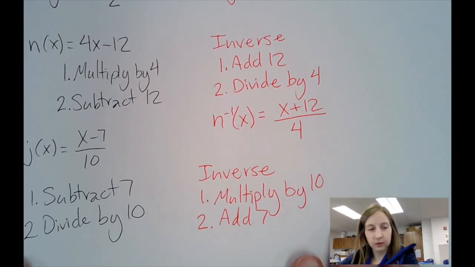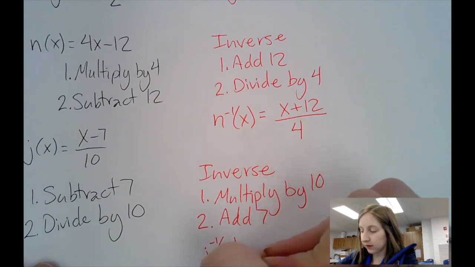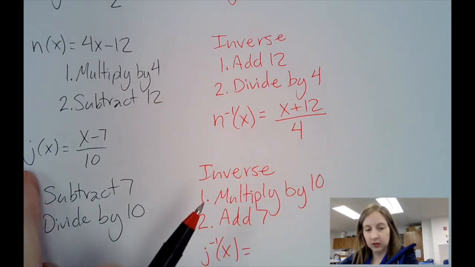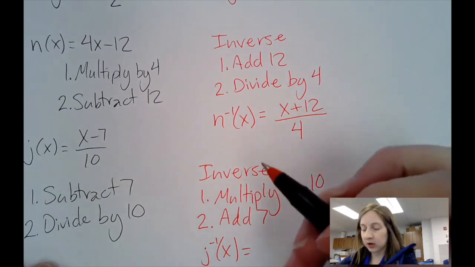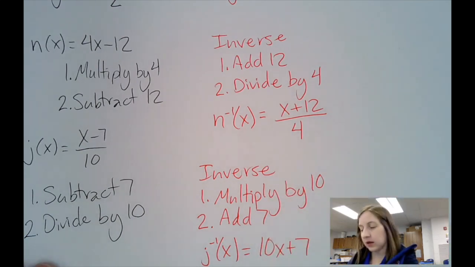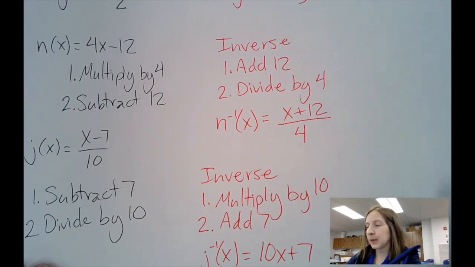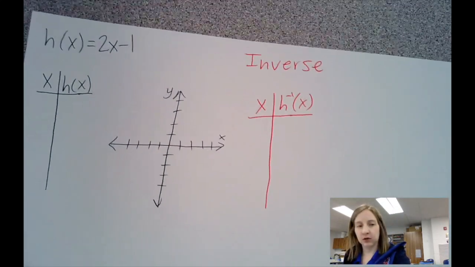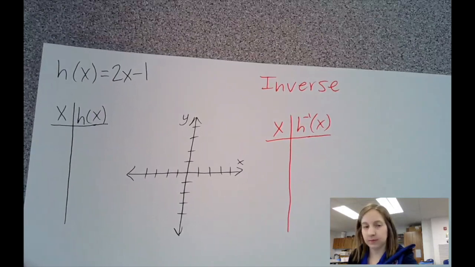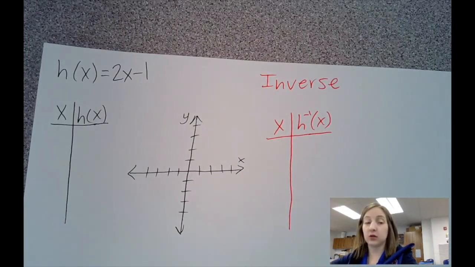So when I write this out, it's j inverse of x. Since this was j, it's j inverse. J inverse of x equals 10x plus 7. Hopefully you did okay on that. I'm going to give you some more chances to practice in just a couple of minutes. But first, we're going to look at another function, h of x. And we're going to look at this using tables and using a graph.